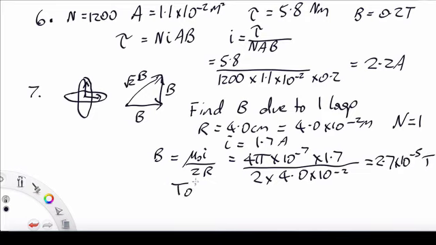So then our total B is root 2 times that. Let's call that B total. Root 2 times B will be 3.8 by 10 to the minus 5 Tesla.